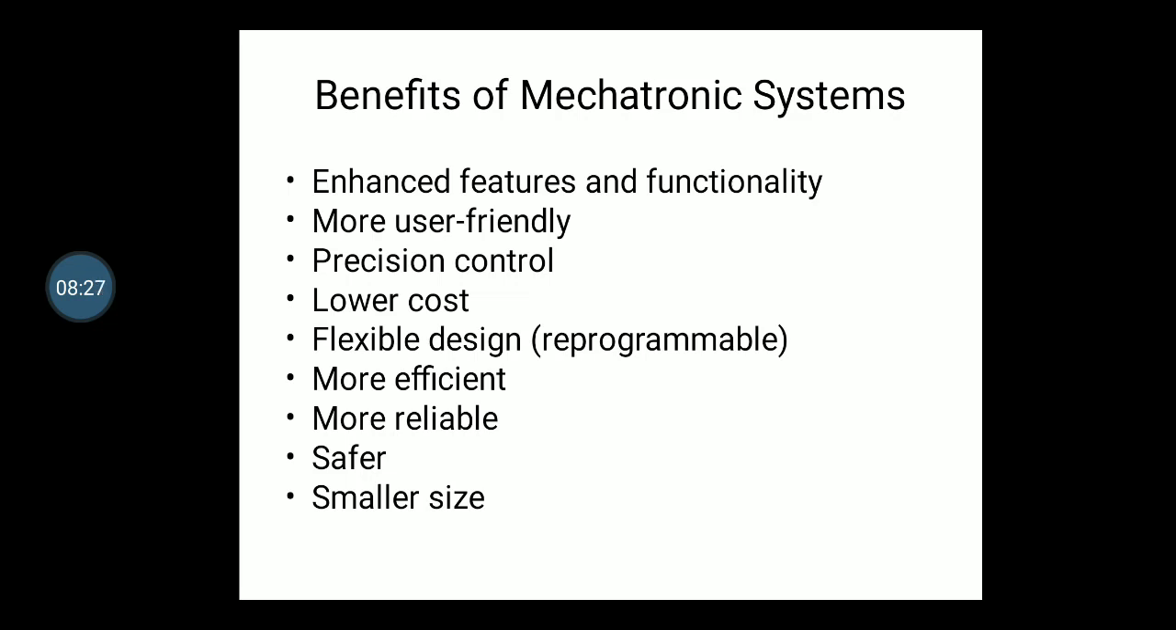More efficient. Why is it more efficient? Because the chances of losses are very less in the mechatronic system as compared to the traditional method. More reliable. It is safer, and it is smaller in size. Okay, so all these are the benefits of the mechatronic system.